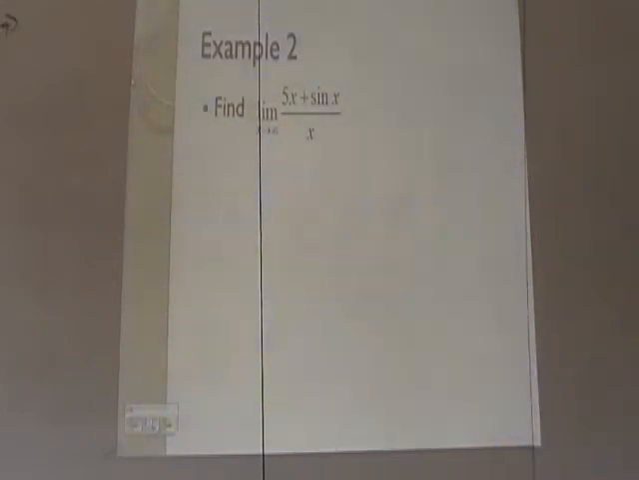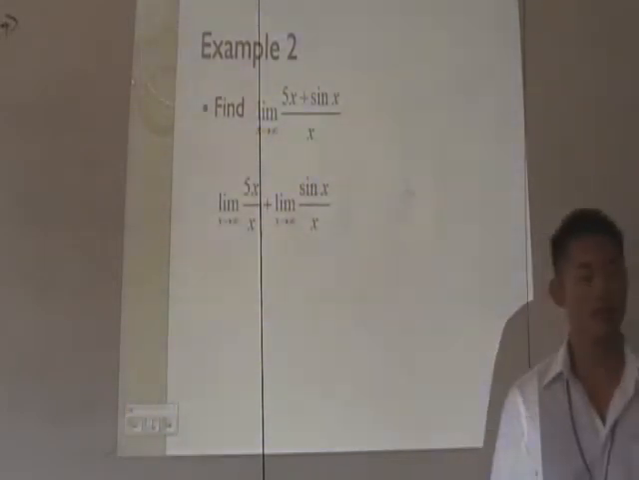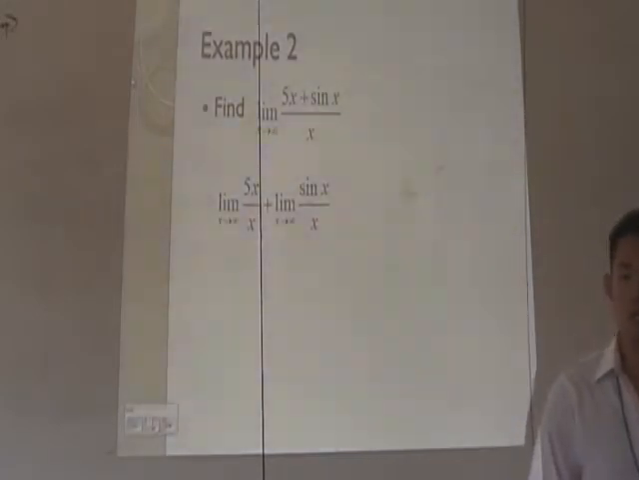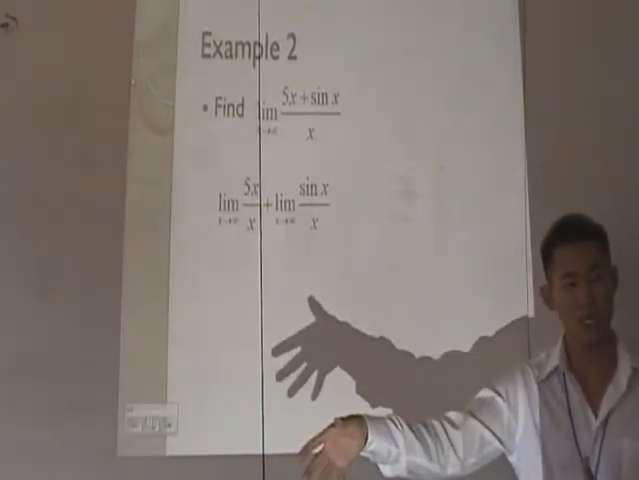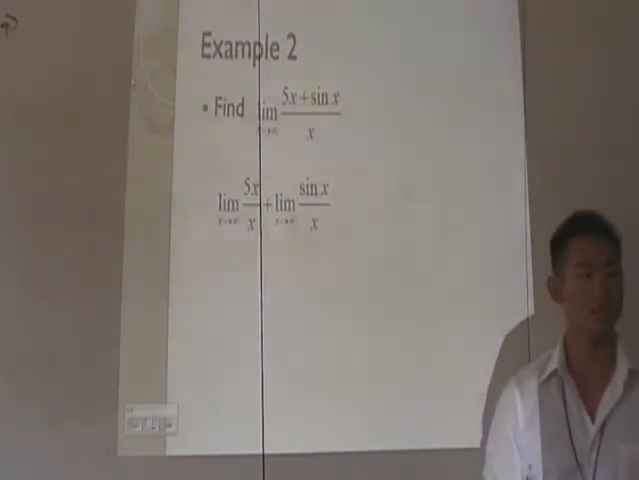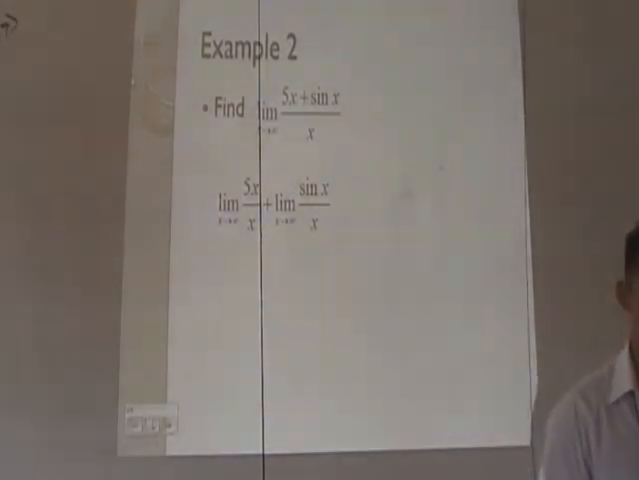So when we split it up, we get 5x over x plus sine x over x. And we do use the properties of limit, because it's the limit of the first fraction plus the limit of the second fraction. Question so far?